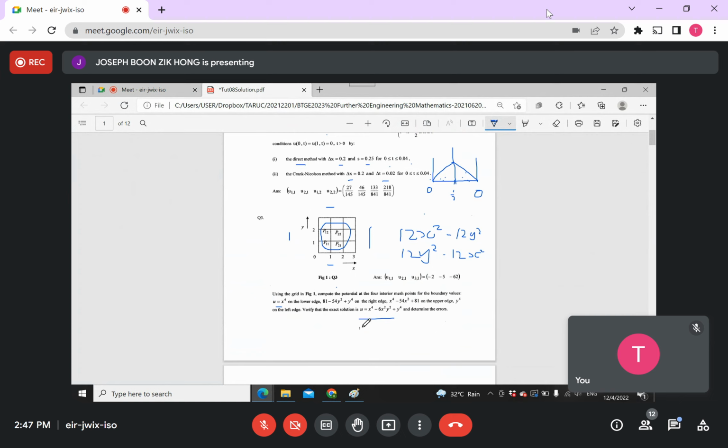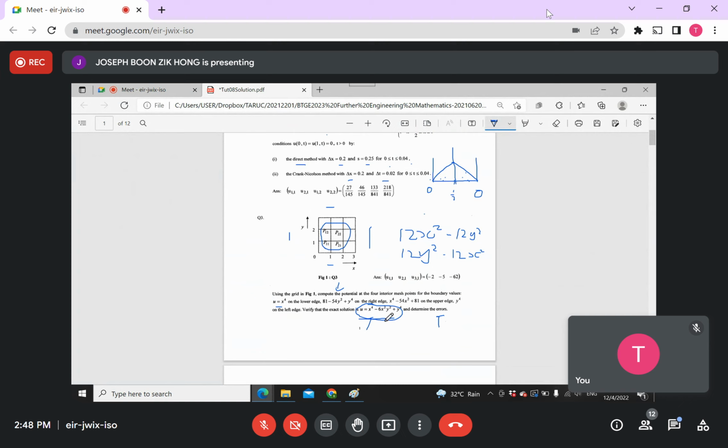Okay, so this one combining few things. One thing is compute the potential. Another thing is verify this one, and then next one is determine this one. So I have 1, 2, 3. I do the second thing first. I want to verify this one is correct or not. How am I going to verify?